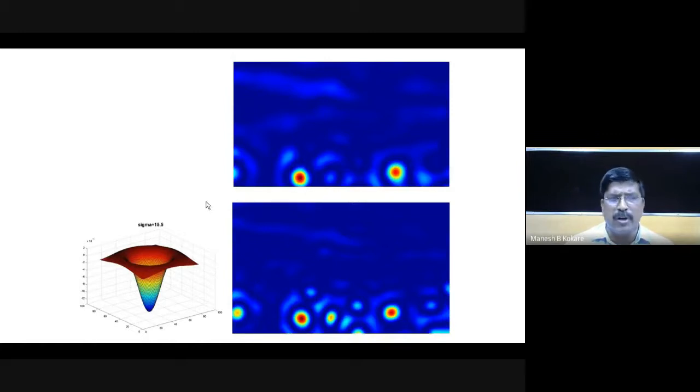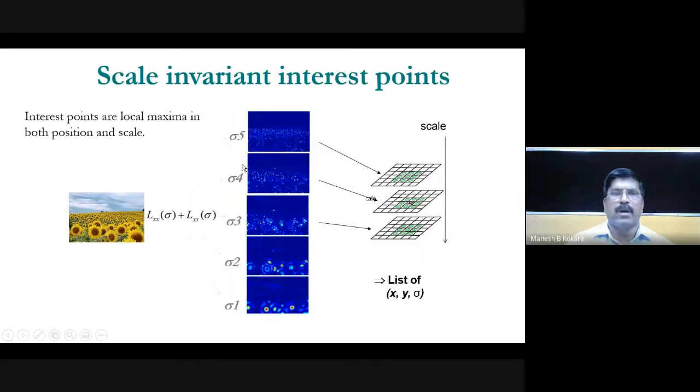So for selection of the scale, what you have to do: if the object size or radius is around r, then the scale sigma value should be equal to r by root 2. This is the experiment done by the researcher to decide the scale in 1998, which I have shown you in the paper. So that way.